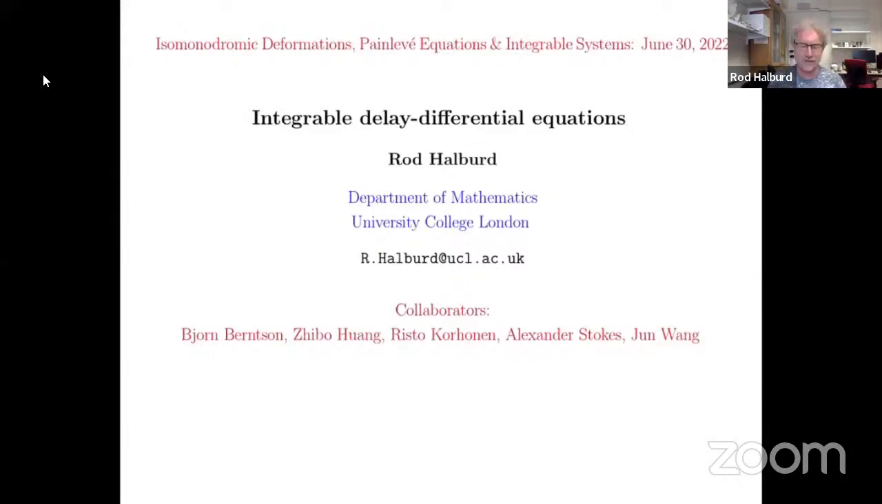So today I'd like to talk about some integrable delay differential equations. By a delay differential equation, I mean an equation for a function of one variable that relates derivatives of the function and also its shifts. Okay, so f and f prime at z and at z plus 1, for example.